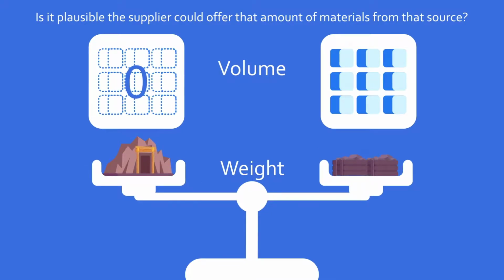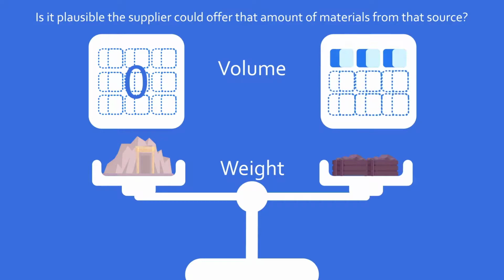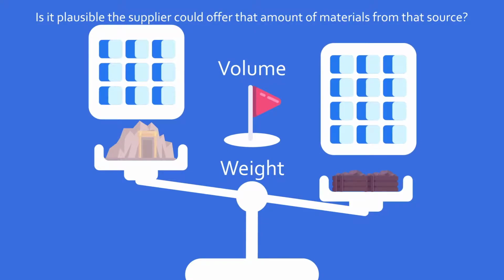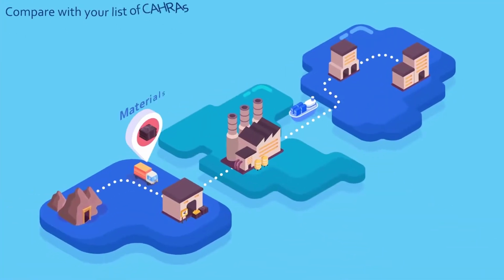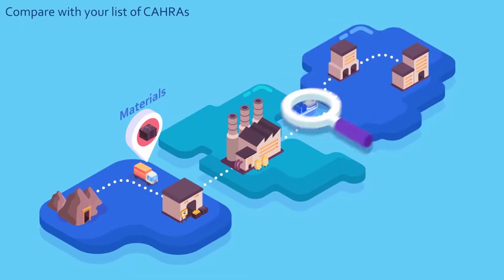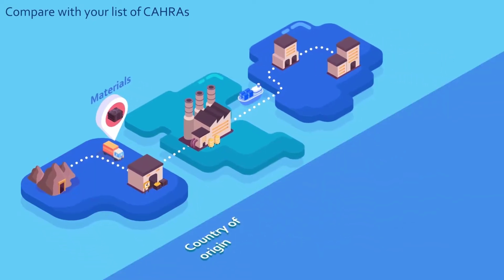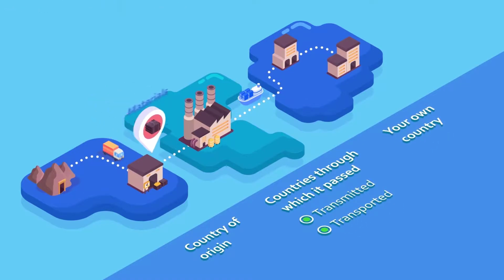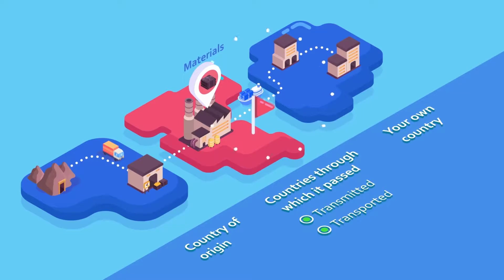For example, if you receive material from a country with no production, you haven't identified the final country of origin yet. Or if you received more zinc concentrate from Zambia than is currently reported as mined there, that would be a red flag. Look at the information about the material received and see if any of the countries in your supply chain are identified as a CAHRA based on your procedure: country of origin, countries through which it passed, and your own country. If so, that would be a red flag.